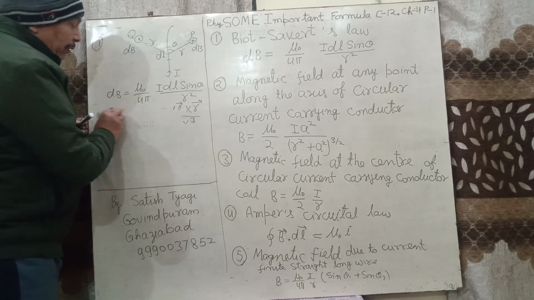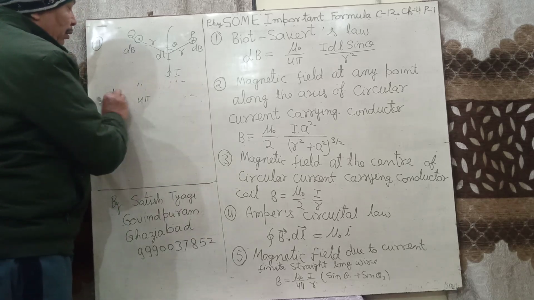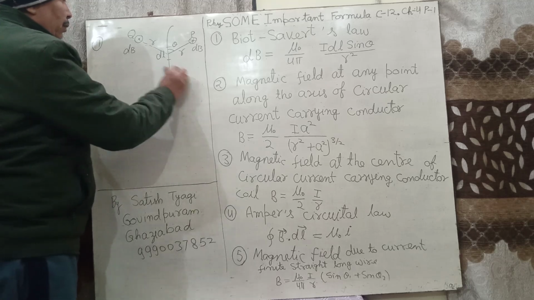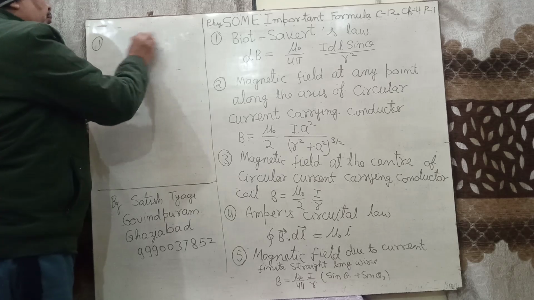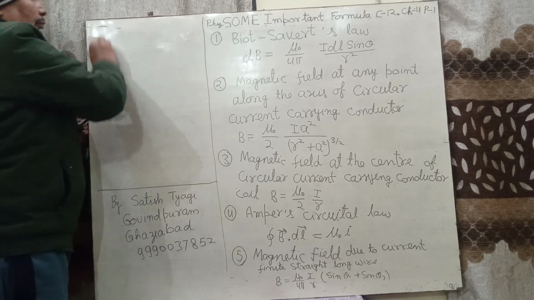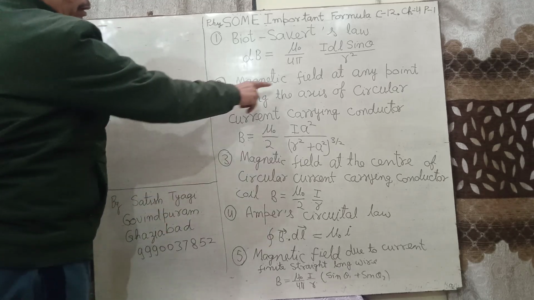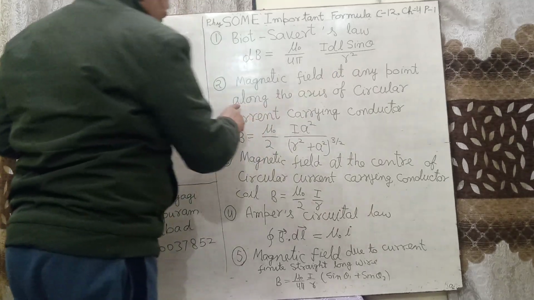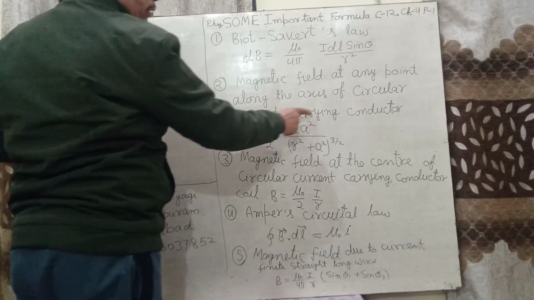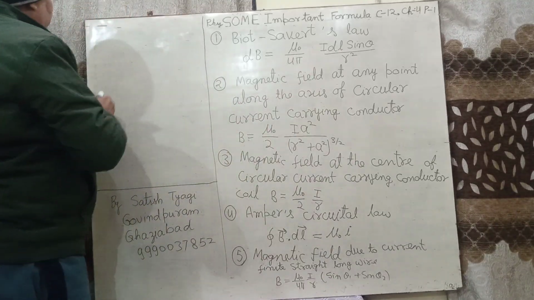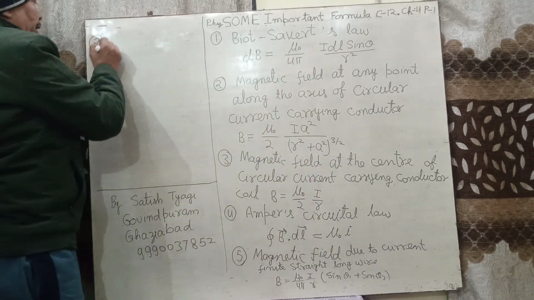Now I am telling you formula number second. Formula number second is the magnetic field at any point along the axis of a circular current carrying conductor.